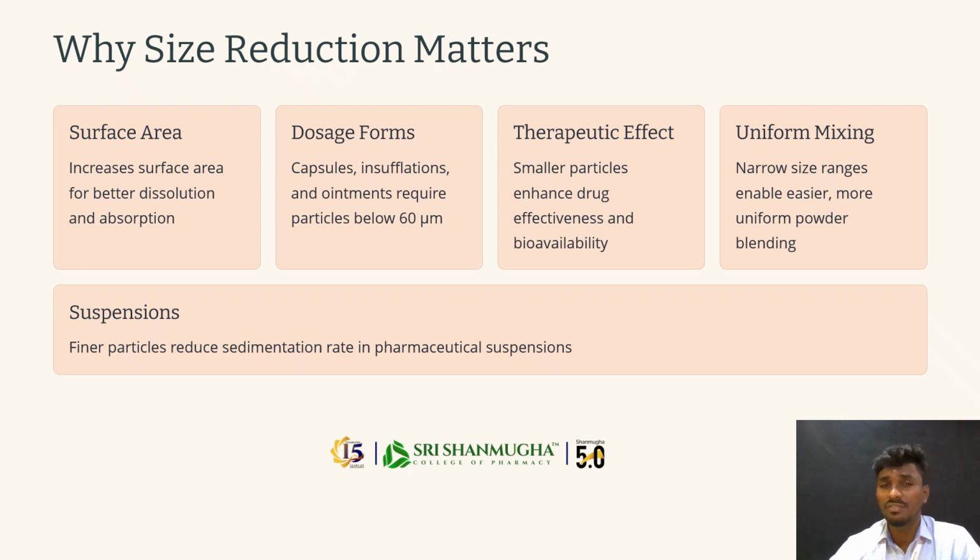First of all, surface area and uniformity. Increased surface area gives better dissolution and absorption. That is the first point. The second point is the dosage form, mainly dosage calculation. For capsules, insufflation, ointments, the particle size below 60 micrometers is very important, so the particle is converted easily. They are used for dosage form conversion.